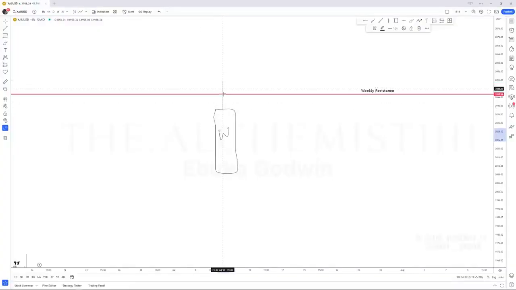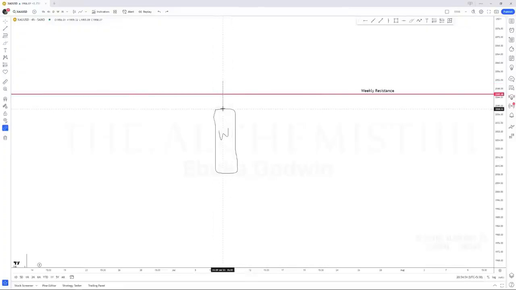Remember a rejection. There's a rejection from the level. What we need to see is weekly closing below the weekly resistance like this. So that right there is the first factor that we need to take into consideration. Weekly closes below a weekly resistance. There goes your first one.